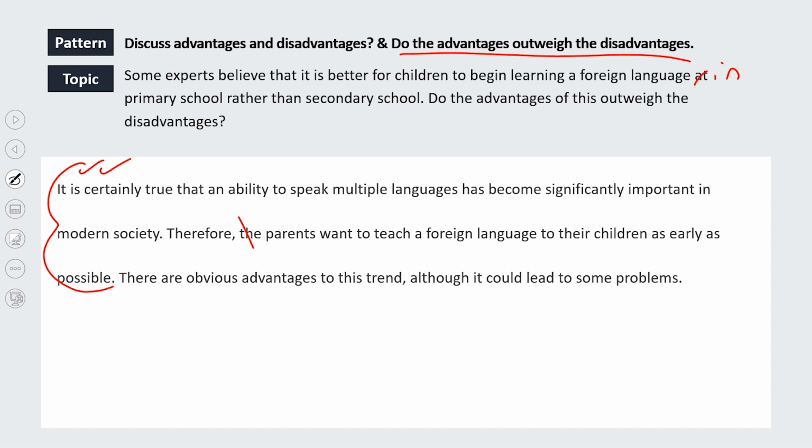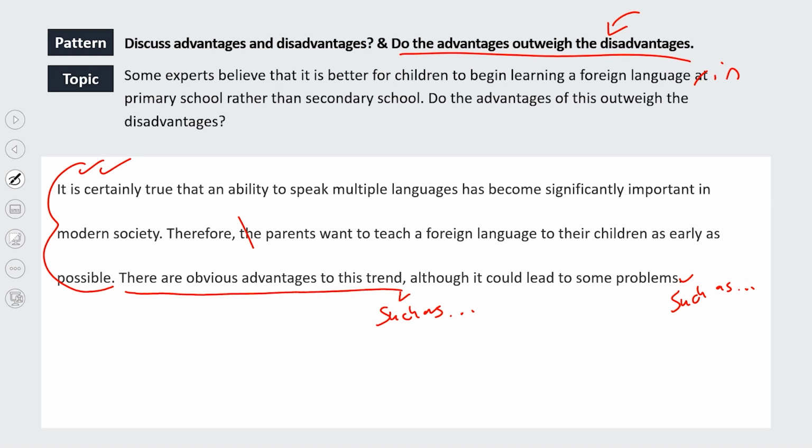The only issue I have is with the very final sentence. There are obvious advantages to this trend, and such as, give me a hint about what you're going to talk about, although it could lead to some problems, such as. Okay, so that would be stronger. And then even stronger still would be, you need to tell me, what's your opinion? Do the advantages outweigh the disadvantages? That's something you need to tell me in the introduction.